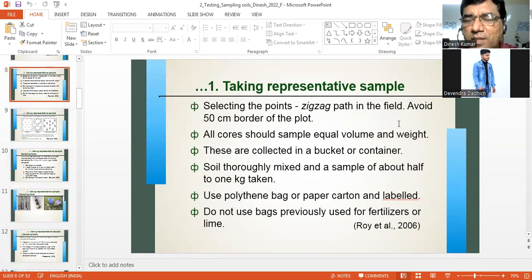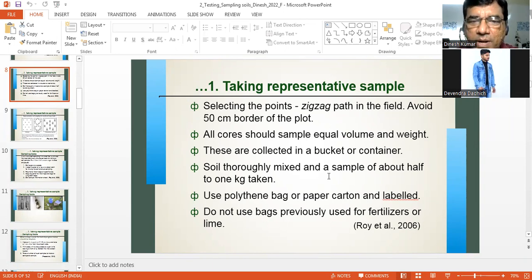Selecting the points from where we should take the sample, there are different patterns. Somebody can go zigzag path in the field, avoiding the 50 centimeter border of the plot because the border area may have different fertility than the main field. So the border should be avoided. All cores should sample equal volume and weight. So all sampling or subsampling from different areas of the field should have equal volume and weight. These are collected in a bucket or a container. Means every time you take a sample from the soil, you need to put it into the bucket and make a composite sample out of 20 to 30 cores or 20 to 30 places.